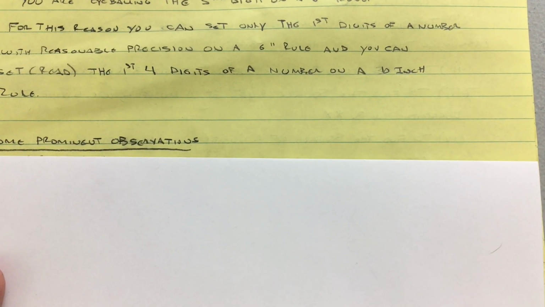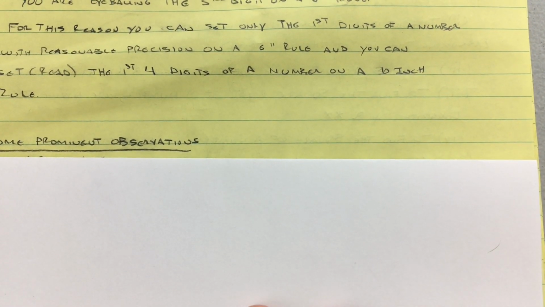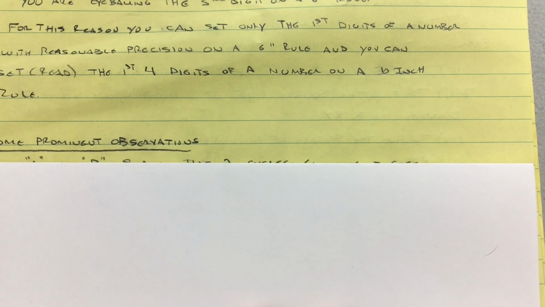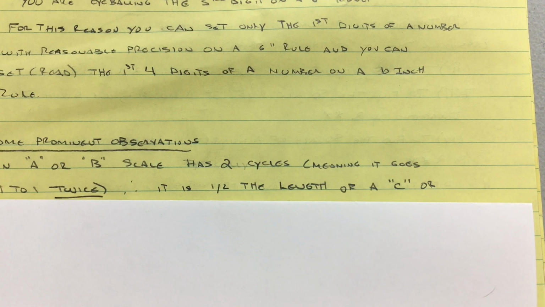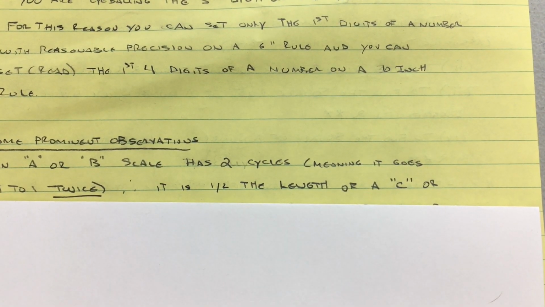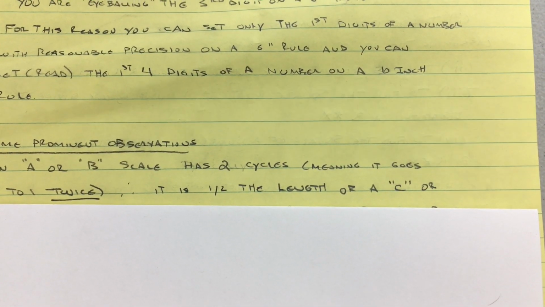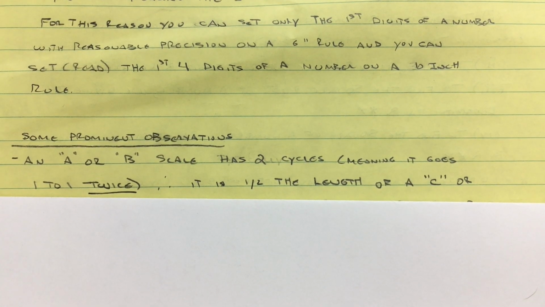Some observations. Now, what I want to do is bring in a couple of scales to show you a few things that I think are important. I'm going to show you some text first, and then I'm going to pick up a scale and show you a few things I want you to look at. Notice that an A or B scale has 2 cycles, meaning it goes from 1 to 1 at least twice.